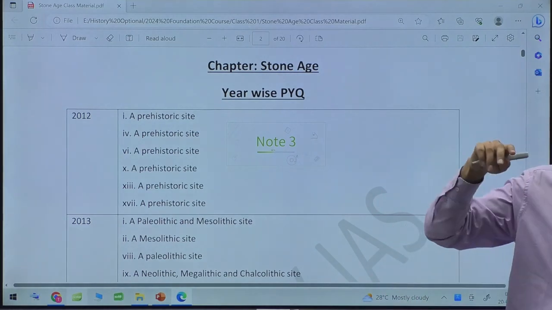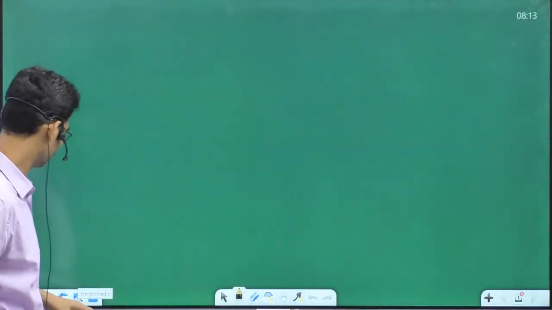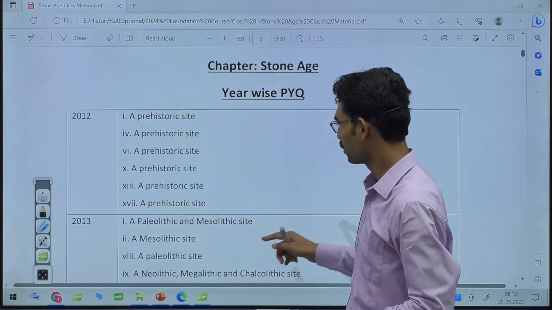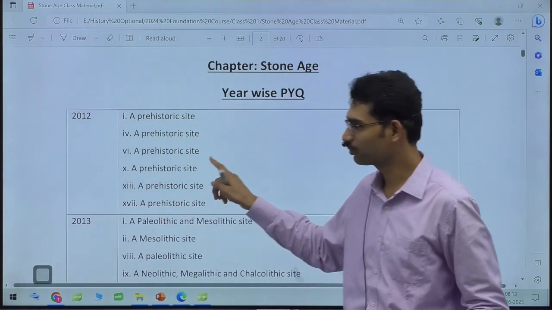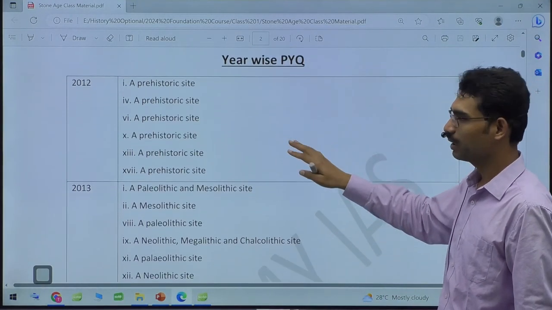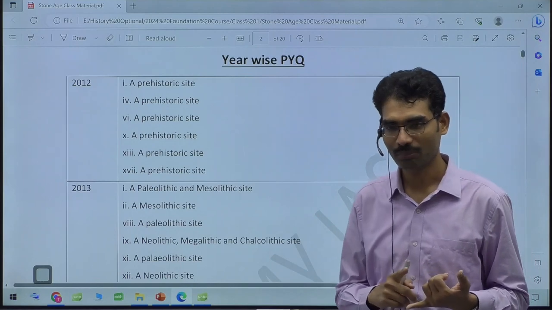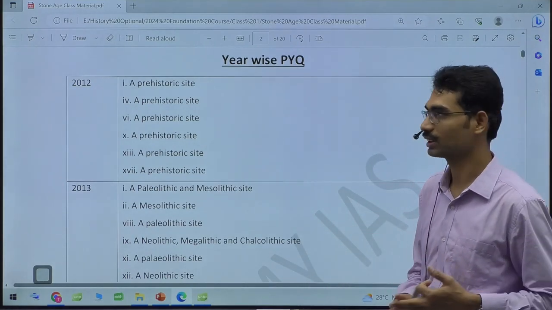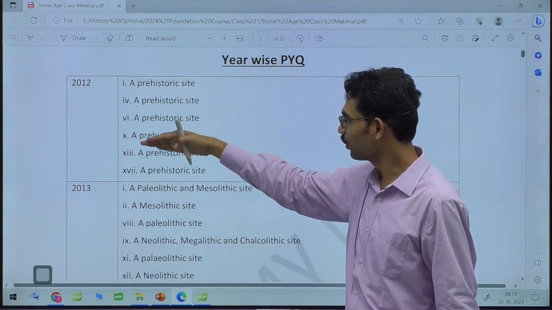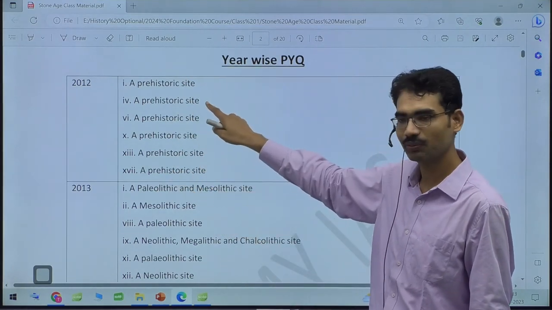Yesterday we have seen just broadly the syllabus. Today we will go deep into Stone Age. First, let us see previous year questions. In most of the cases, questions will come in the form of map pointing. You can see here in 2012, simply they mention a prehistoric site. They did not mention even whether it is a Paleolithic site, Neolithic site, or Mesolithic site, only prehistoric site. Now you see in 2012 itself, how many prehistoric sites? 6 prehistoric sites. So this shows the significance of Stone Age.